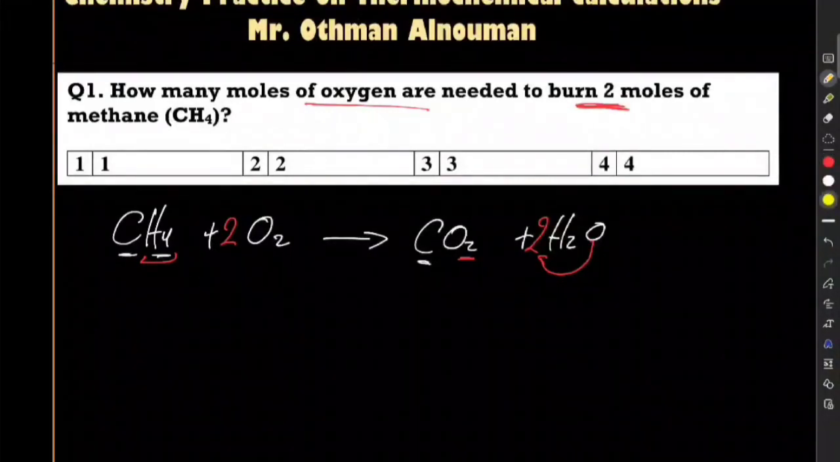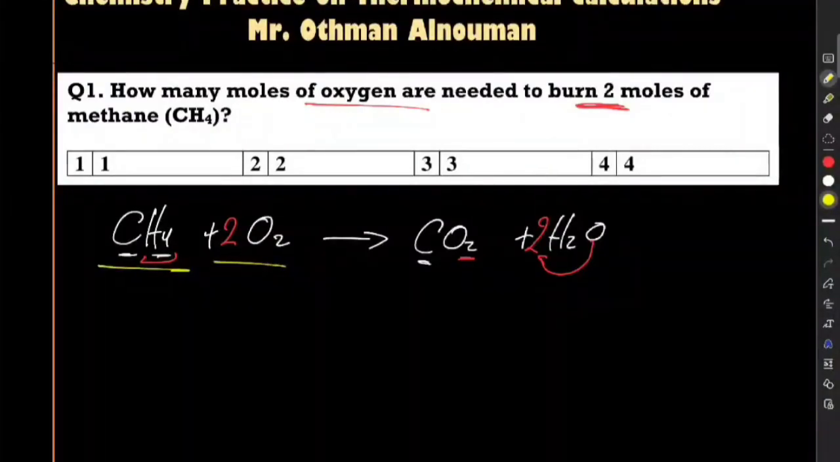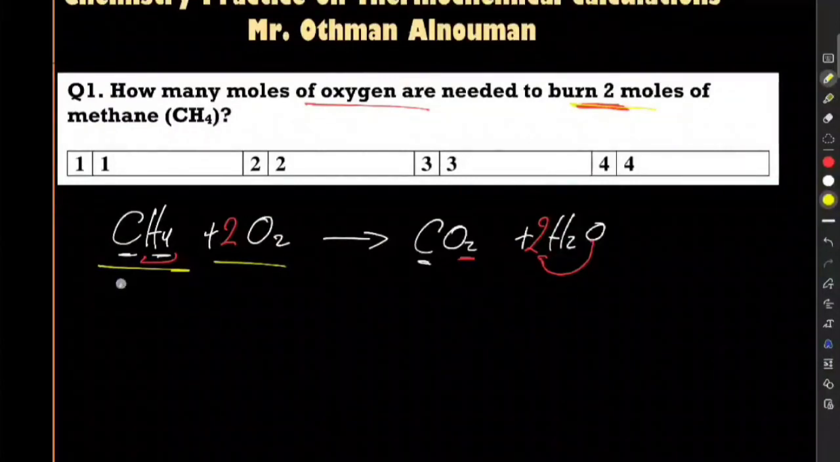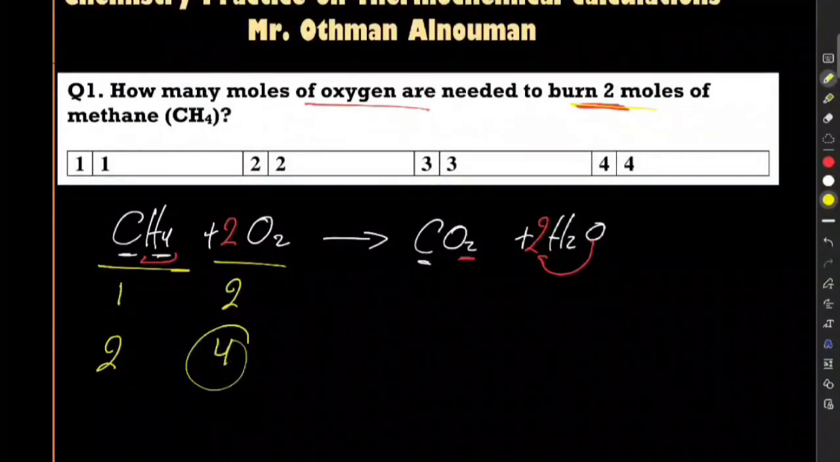Let's see now. For every mole of methane, I need 2 moles of oxygen. So if I have 1 mole, I need 2 moles of oxygen. Then if I have 2 moles of methane, how many moles of oxygen do I need? That will be 4 moles, and the answer will be number 4.